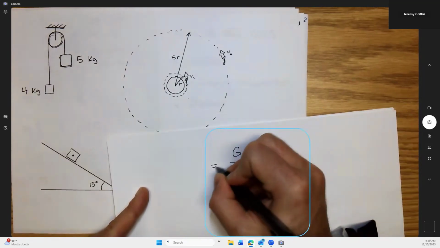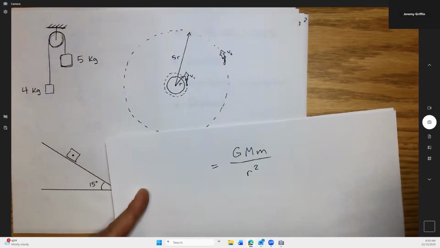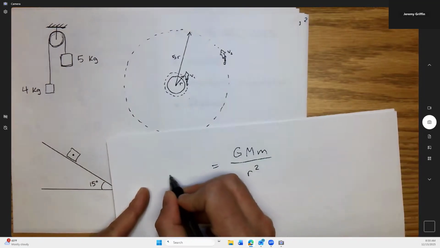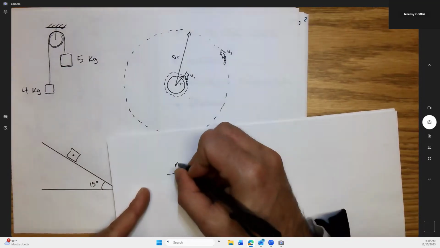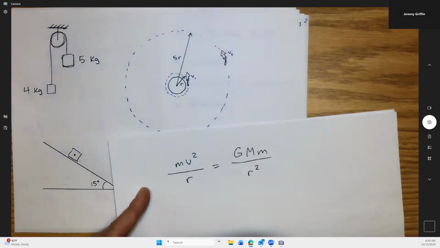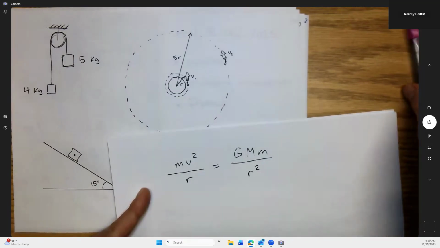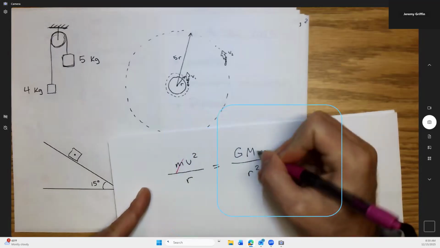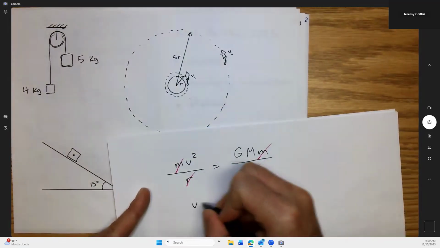Okay. That's acting as the what kind of force? Centripetal. Aha. You guys, what's a good fraction for centripetal? MV squared over R. Okay. Where this m is the mass of the what? Satellite. Now can you solve for V?